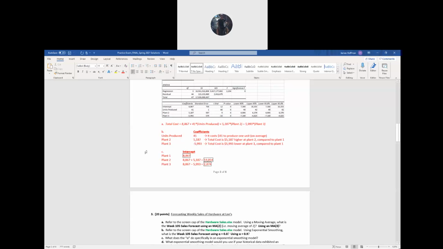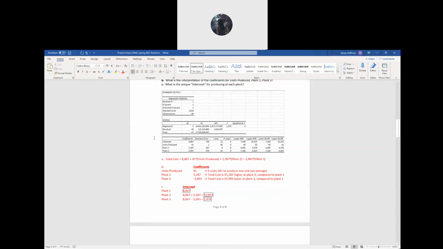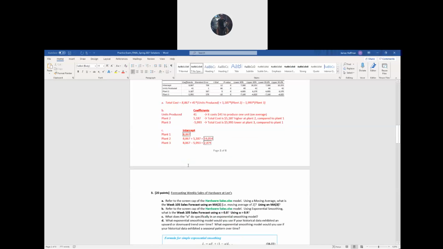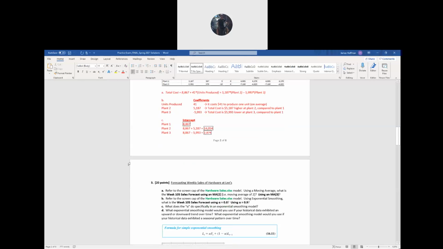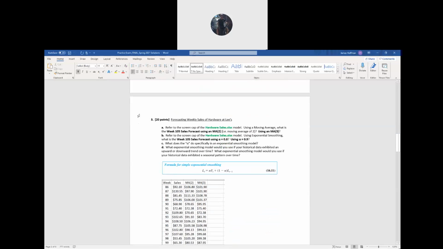Okay, so number 2, any questions on this one? Any of the results we got here? Everyone good on how to solve this one? All right, let's move on to number 3.